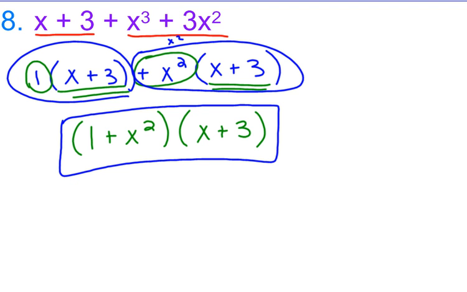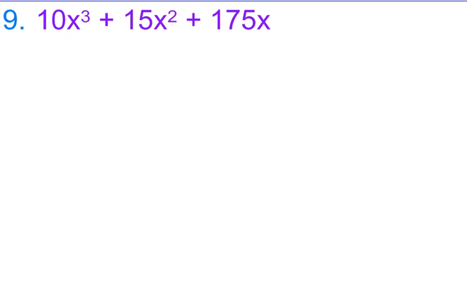So just to double check it with myself, I could FOIL this and make sure I did it right. So I'd have x plus 3 plus x cubed plus 3x squared. And I do get back to the original problem, so it does check. Hopefully that jogged your memory of factor by grouping. If not, we can always go through that tomorrow too.